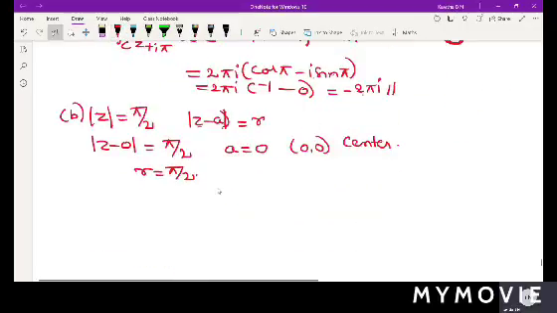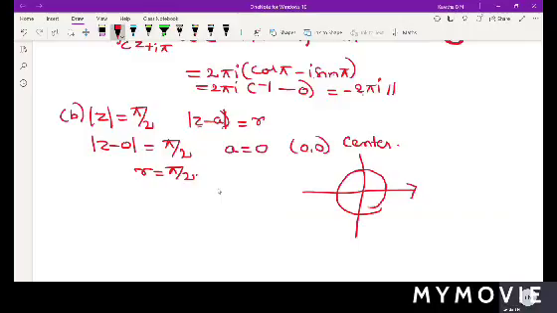Then construct the circle. R is π/2. Here (0, π/2), here (0, minus π/2), (minus π/2, 0) is this point, and this point is (π/2, 0).